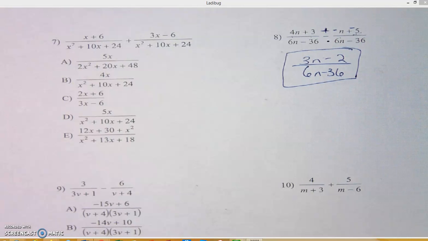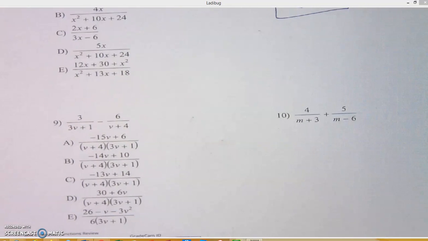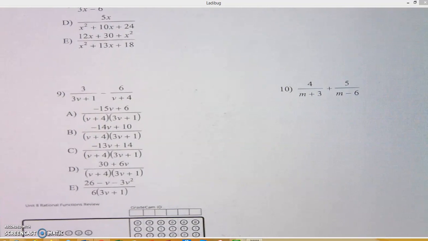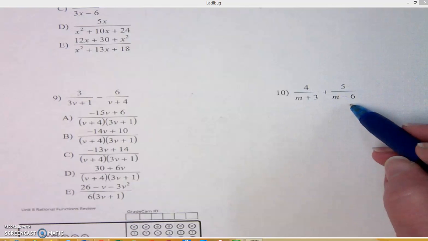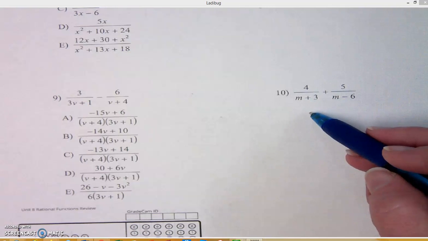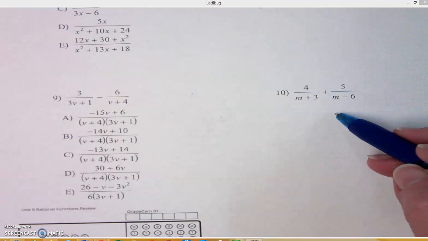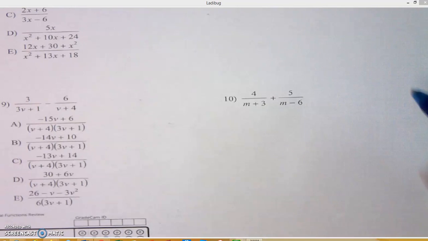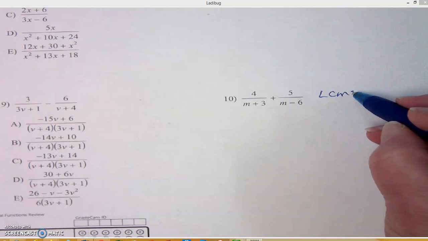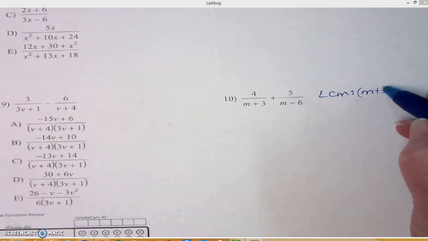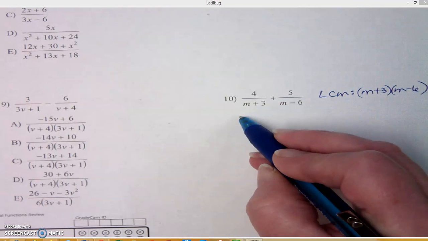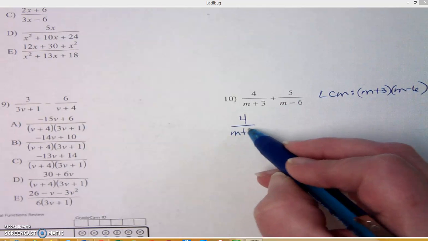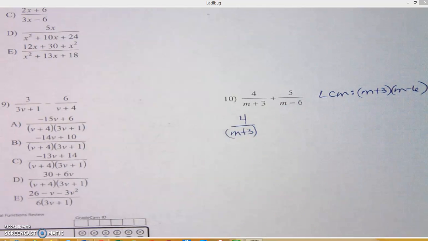So now we have 2 problems, 9 and 10, where the denominators are not the same. Well, I guess let's just go ahead and work number 10. I have m plus 3, m minus 6. I cannot factor anything. They're factored as much as they can be. So our least common multiple is going to be where we multiply our 2 denominators by each other. So let's write our first fraction, 4 over m plus 3. I'm going to put that in parentheses.